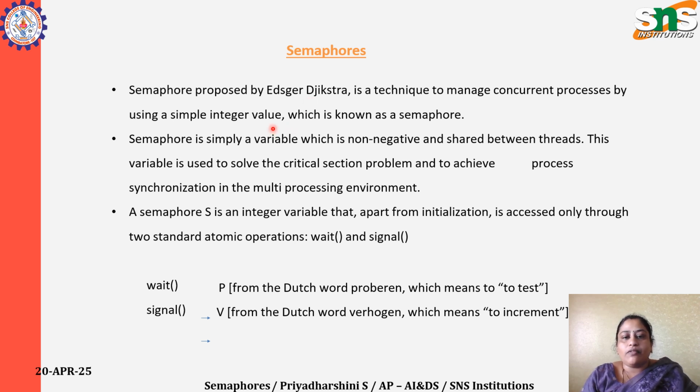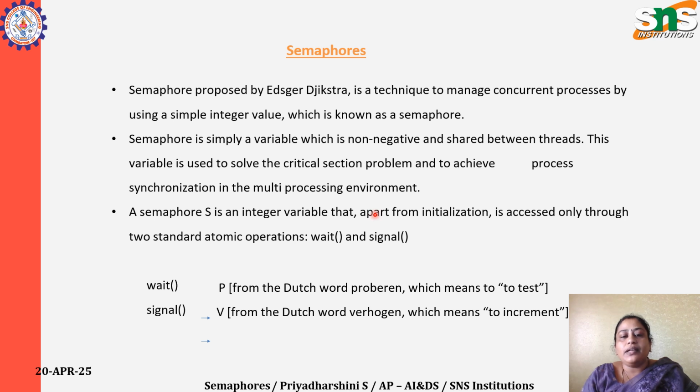So when we say semaphore, you have to remind that it is a simple integer value. It is simply a variable which is non-negative and it is shared between the threads or between other processes. So this variable is used to solve the critical section problem and also to achieve process synchronization in a multiprocessing environment. So when we say semaphore, what do we mean by that? So it is an integer variable.